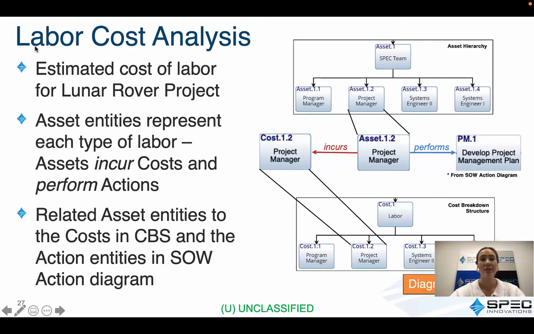Using the incurred by relationships, each asset was then related to a cost, that being the hourly rate of the labor type. Assets were also related to actions in the SOW action diagram using the performed by relationships. This represents the work and amount of work performed by the laborer during the Lunar Rover project.